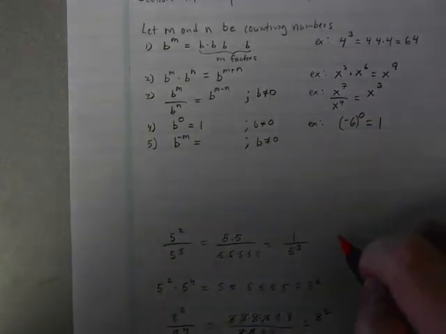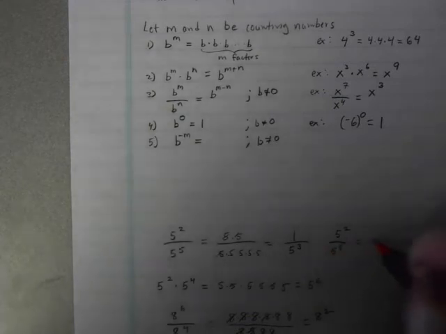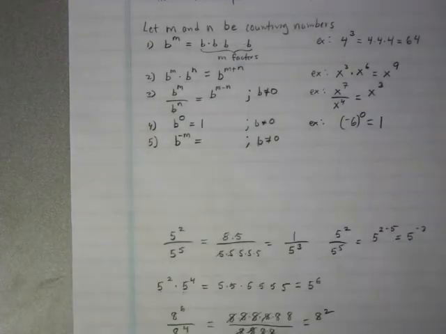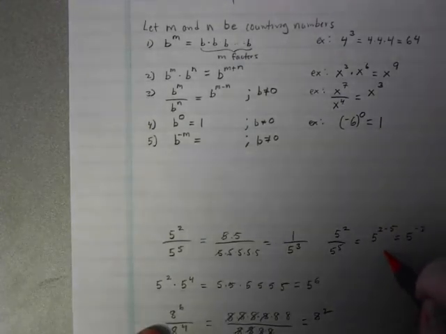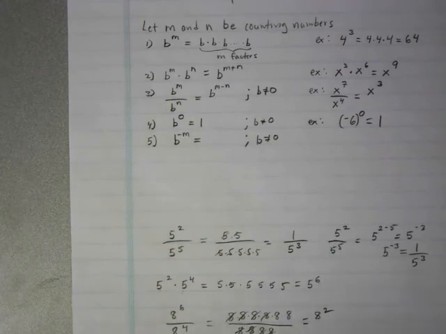On the other hand, I can use my division rule and say 5 squared divided by 5 to the 5th is 5 to the 2 minus 5. That's 5 to the negative 3. So, again, what we have here is that 5 to the negative 3 has to be 1 over 5 cubed. And that's our rule number 5.